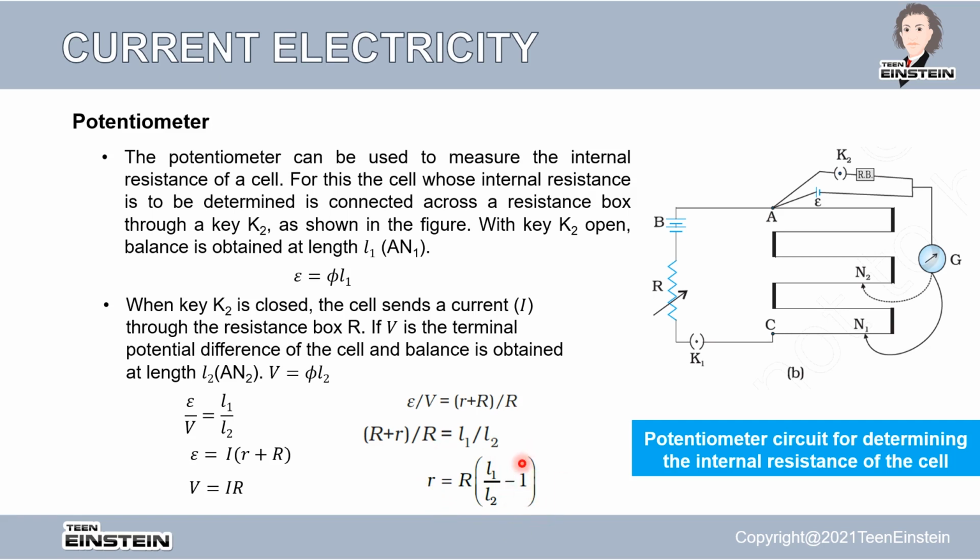So what we did here is, we connected epsilon and found out L1, and then we connected this key, this resistance box, and found out L2. Just by measuring these lengths and the known resistance value R, we can calculate the internal resistance of this cell. So this is how we use this loop rule to find out the internal resistance of a cell. Thank you.